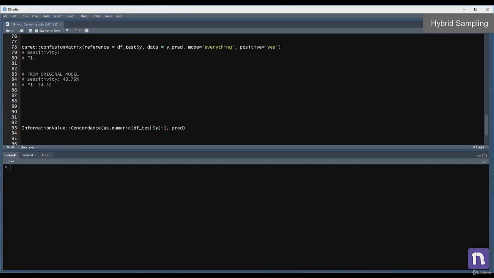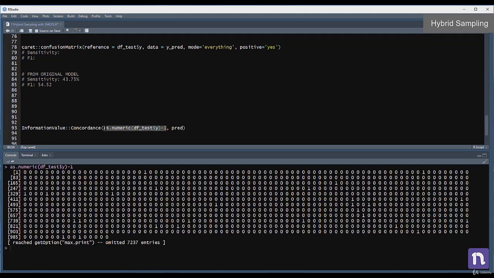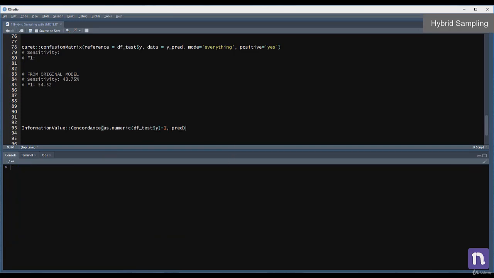I'm using the Information package to compute concordance. When computing concordance, I have to explicitly transform the y variable as numeric, and I'm reducing it by 1 so that the values are either zeros or ones. These are the two arguments we are passing to concordance. So the concordance value for this new hybrid model is 93.69.